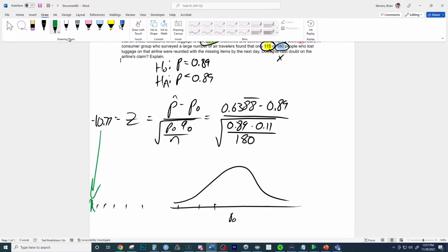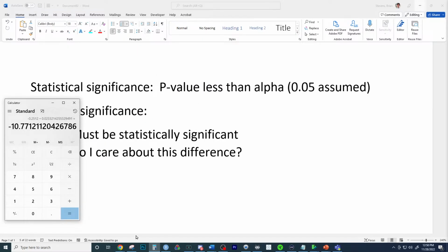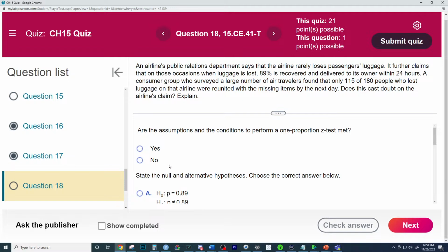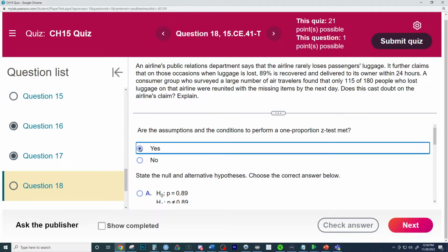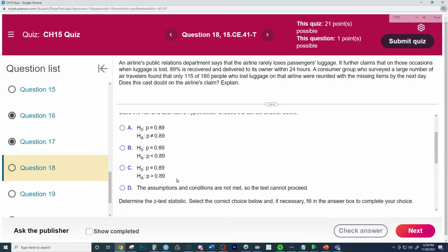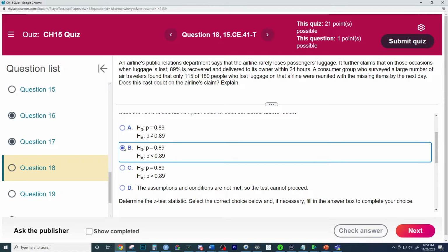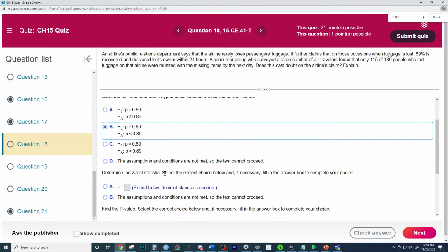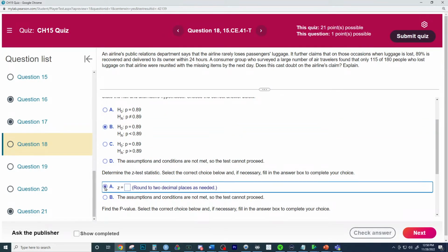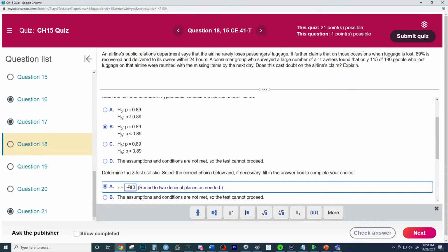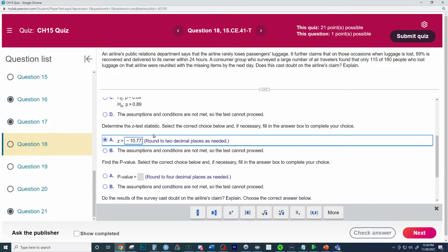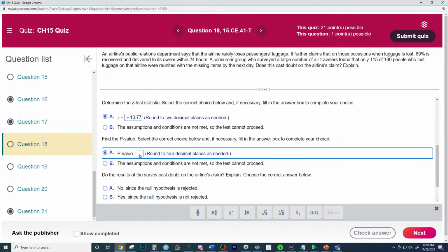So did we land anywhere near the null at negative 10.77? Are the conditions met? Yes. The null is that we would believe the airline, and the alternative is less than. I'm a little bit scared on that one because I don't know if they're doing the greater that does not equal 2 test. So the z statistic we just found was negative 10.77, and the p-value is going to be 0.